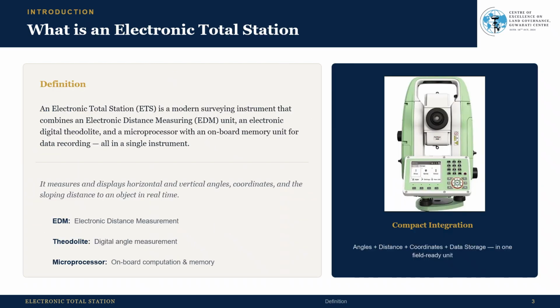So, what exactly is an electronic total station? An electronic total station is a modern surveying instrument that combines 3 important capabilities into a single field-ready system. First is the Electronic Distance Measuring Unit, commonly known as EDM. Second is the electronic digital theodolite, which measures horizontal and vertical angles. And third is an onboard microprocessor and memory system, which processes, calculates, and stores survey information. Together, these systems allow the instrument to measure angles and distances, calculate coordinates, and record survey data digitally.